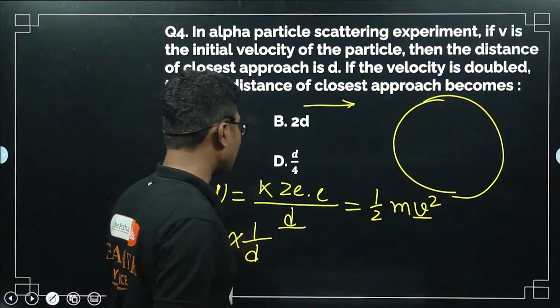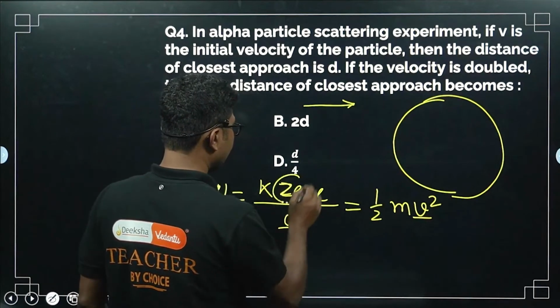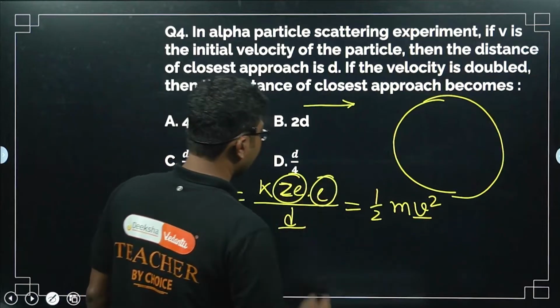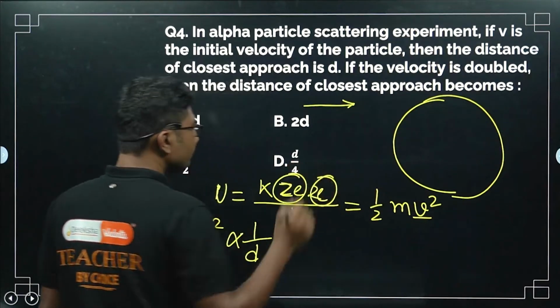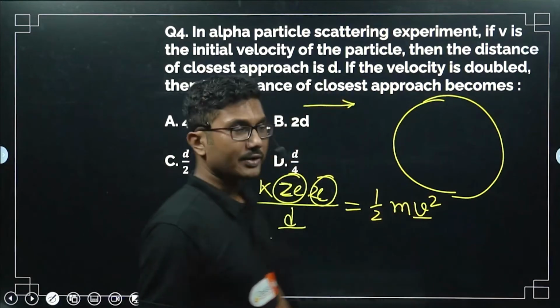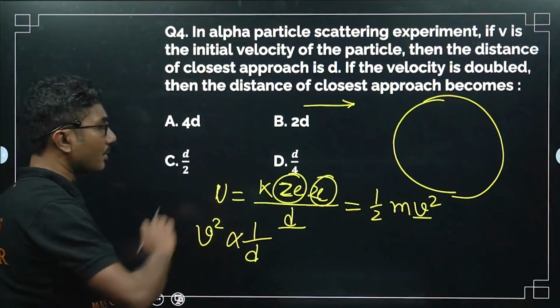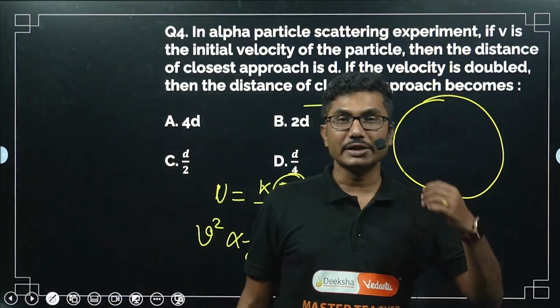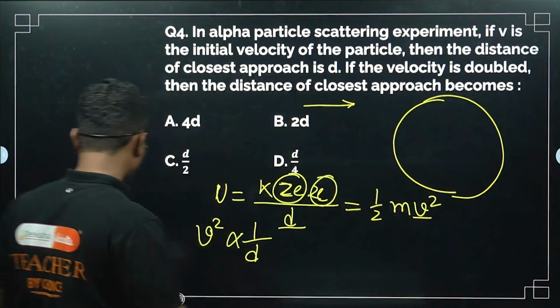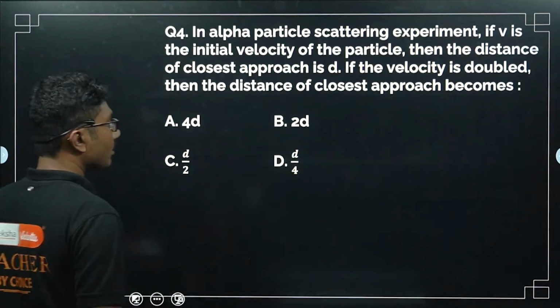Potential energy is q1 q2 by r. So q1 is Zd, q2 is E, 2E in this case. So divided by d is equal to half mv square. So you can easily remember this formula, that for closest approach the square of the velocity is proportional to 1 by the distance. Okay, now we will use this formula.